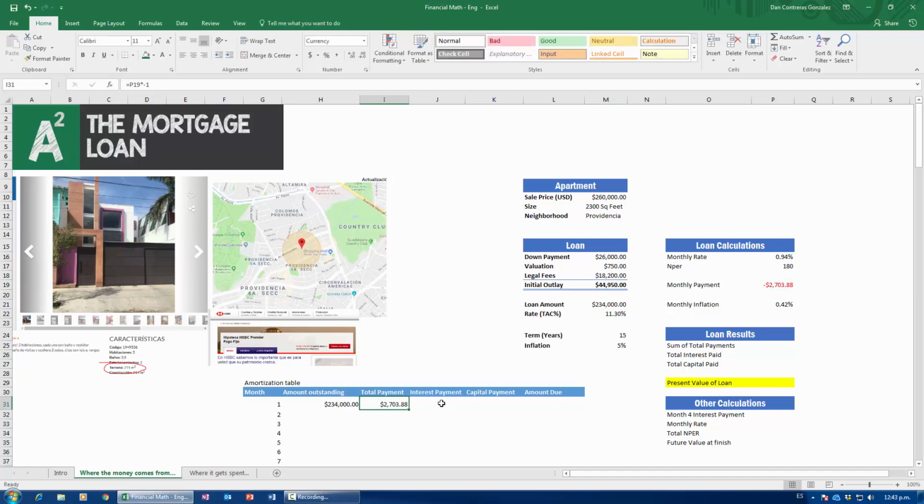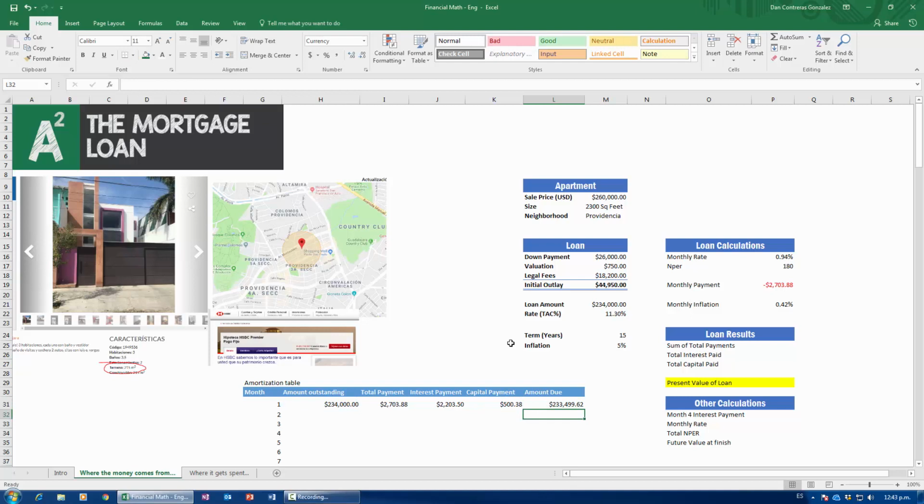All right, guys? Now, interest payment. Well, that's pretty nifty. This is where we get to the interesting parts. Interest is usually calculated in most loans as the amount outstanding times, well, in this case, the monthly rate. And finally, capital payment is the total payment minus the interest payment. The amount due then is the amount outstanding minus the capital payment.